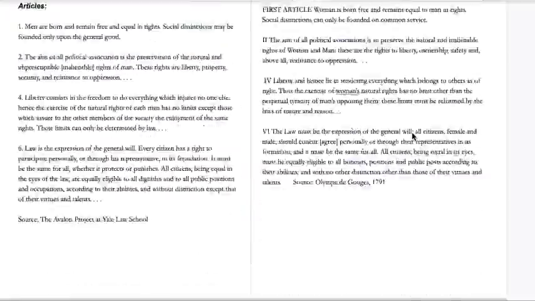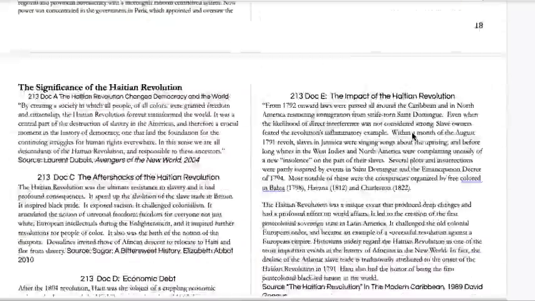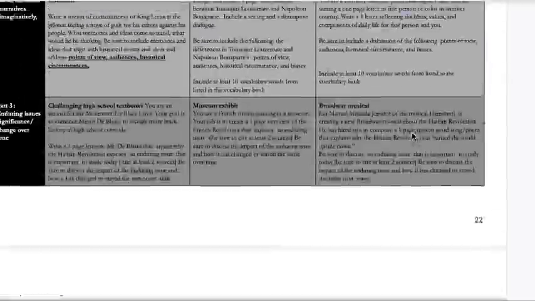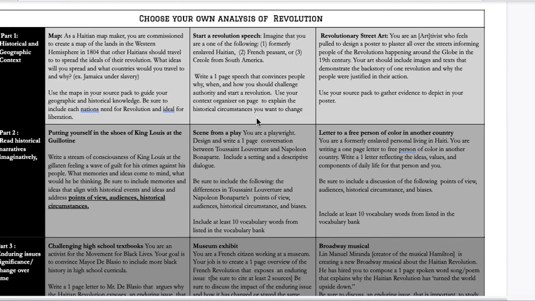Now, let's go back. Page 22. Here is the Start a Revolution speech. This one is the most straightforward. You are writing a speech almost to a room of people or a crowd of people, trying to motivate them to rebel against whoever the power structure is.